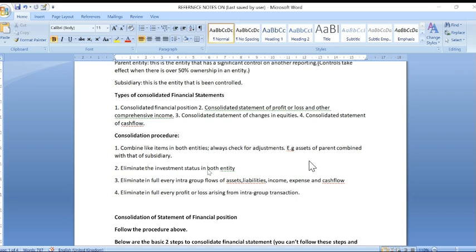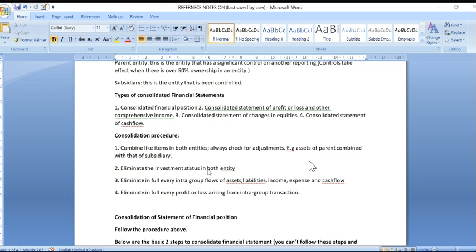You understand me now? So asset of parent is combined with that of subsidiary. Liability of the parent is combined with that of the subsidiary. Equity as well as other elements are also done in that same manner. That is the first thing you must know. Asset to asset, liability to liability. You understand me now? That's how to do it.